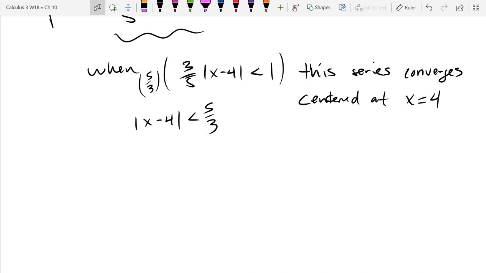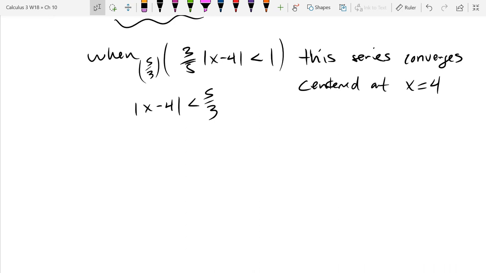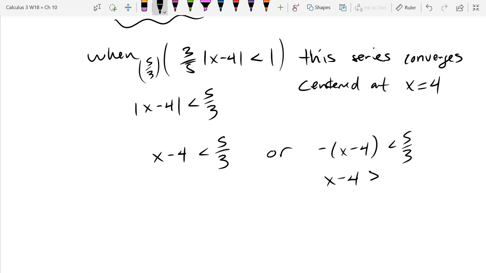So there are a few ways to think about this. I think the best way algebraically: if x minus 4 is positive, this means x minus 4 is less than 5/3. If x minus 4 is negative, absolute value is the same as multiplying by negative 1. So algebraically, it would look like this. Either x minus 4 is less than 5/3 or negative x minus 4 is less than 5/3. And now multiply by negative 1 and flip your inequality: negative 5/3. I like to put the small thing on the left.